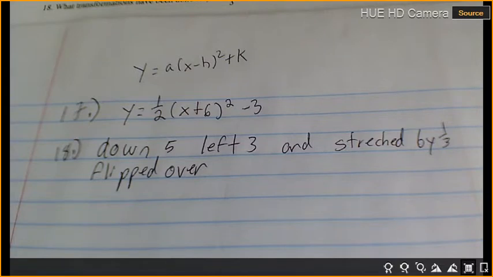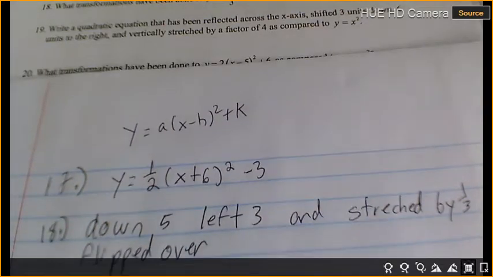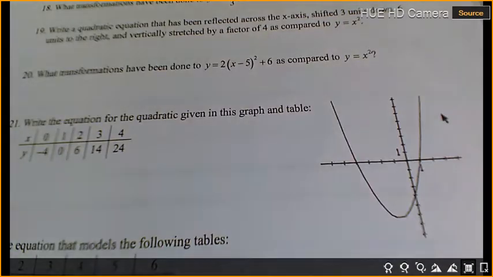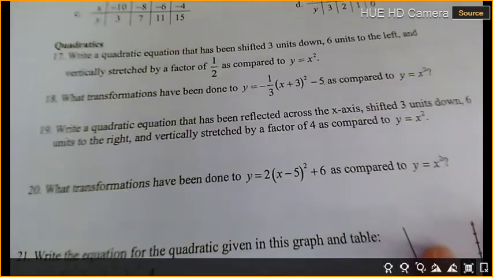So if it's stretched, it's always going to be the fraction part? Yep. That A in the front. Stretched by 1/3, stretched by 2, stretched by something, whatever's in front there. Okay, let's look at 19. I think actually it might be easier for me to just write right on here. I think there's enough room.